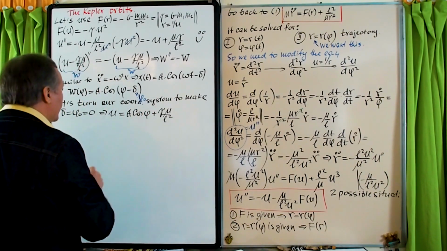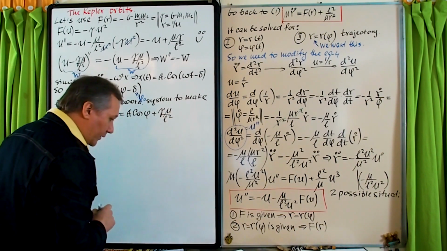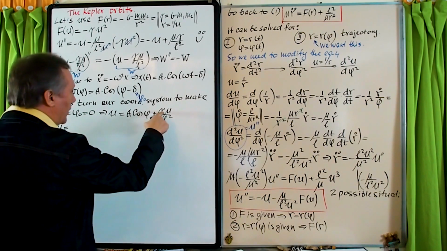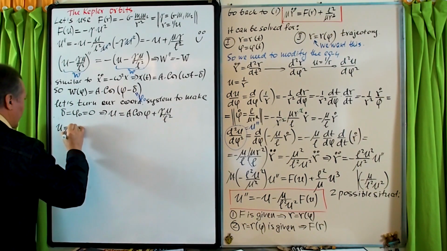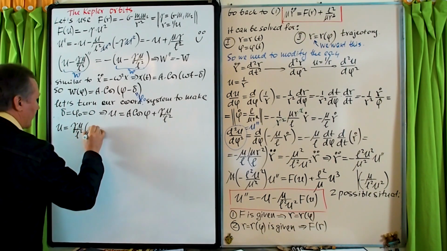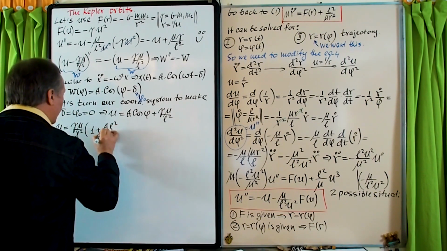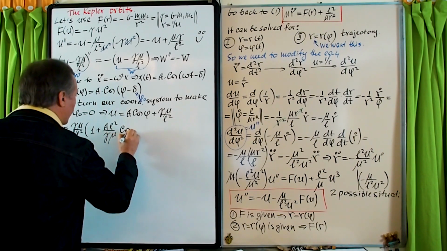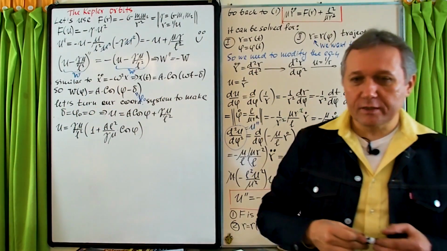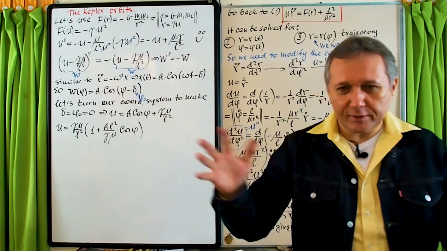And so now let me rewrite this in a slightly different way. So first, u equals, let me factor out this gamma mu over L squared. So it will be gamma mu over L squared, and we will have 1 plus A L squared over gamma mu cosine of phi. I just factored out that constant. And now it's time to start introducing constants. Now we're going to introduce tons of constants. You will feel dizzy at some point.